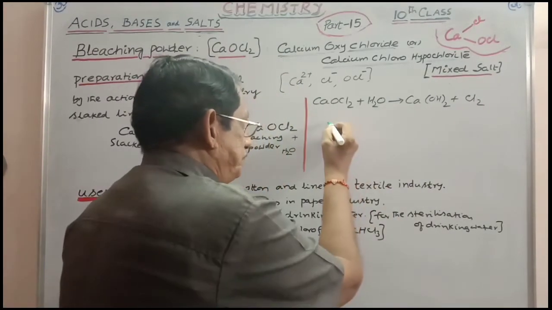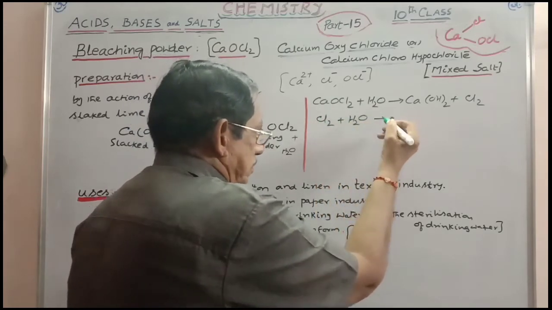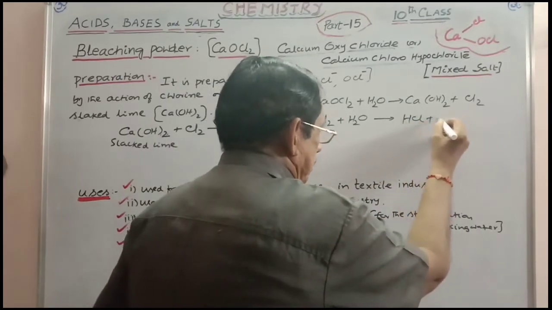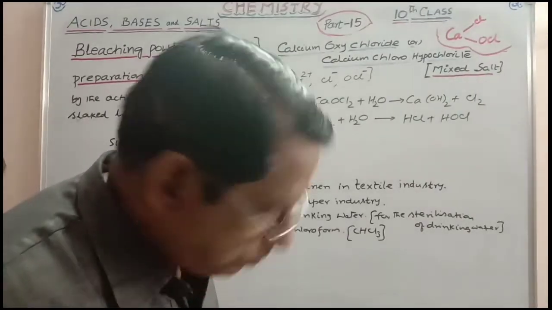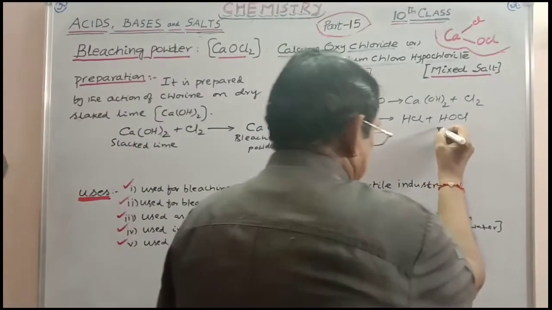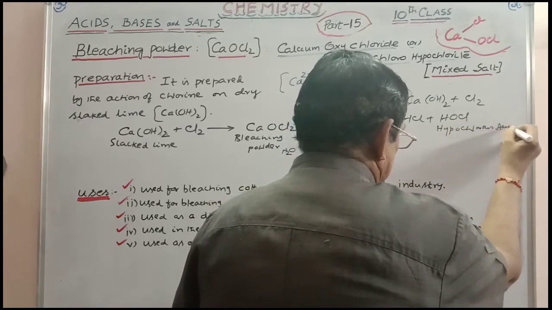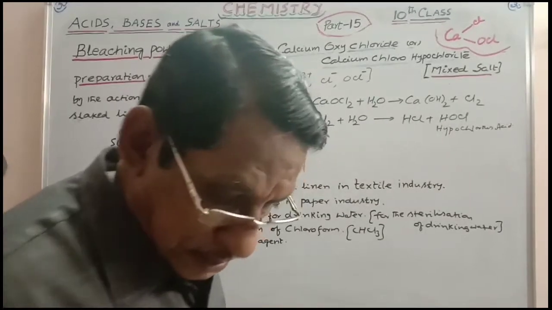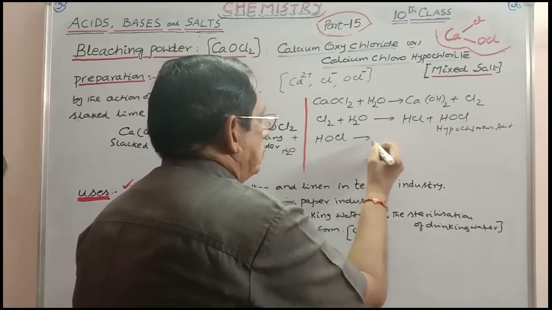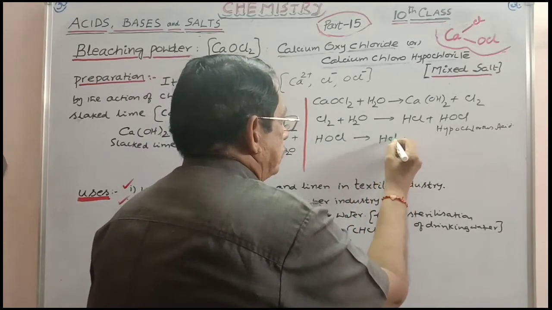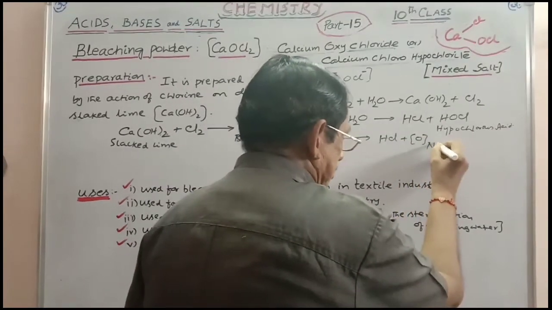Then what happens? Cl2 reacts with water, giving you HCl and HOCl. This is what you call hypochlorous acid. This hypochlorous acid further dissolves in the manner to give HCl and oxygen. This oxygen is called nascent oxygen.